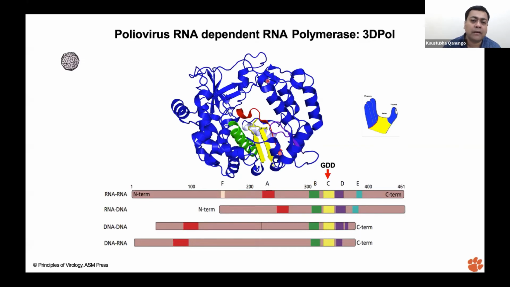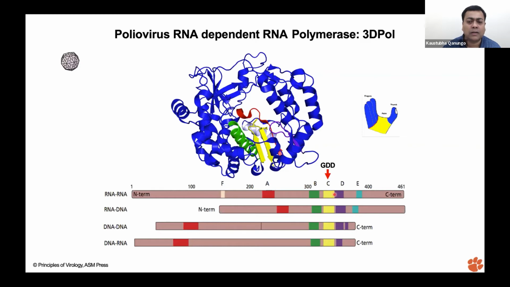So what you are seeing right here is almost similar. Here you have the thumb, then you have these beta strands, which make the floor or the palm, which is the catalytic site. Right here you have the catalytic residues. And right here in the back is the finger. So you can easily see the specific motifs that you have.